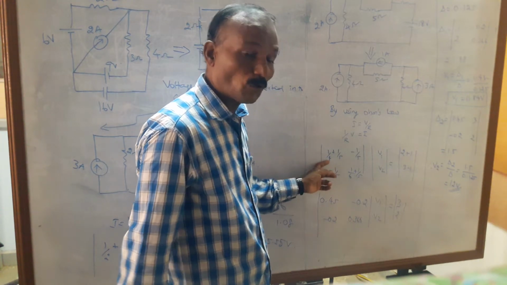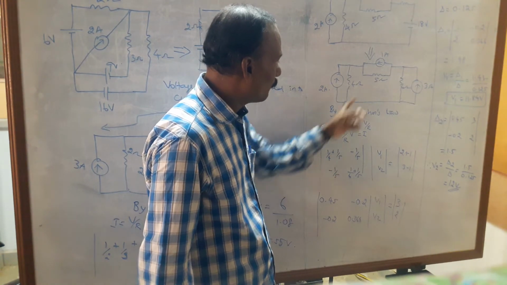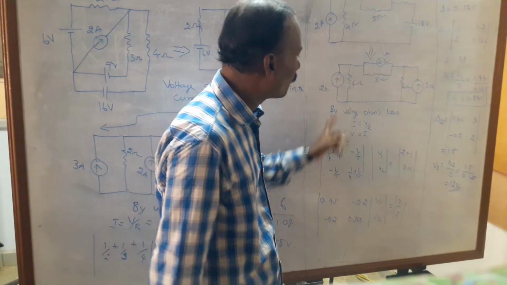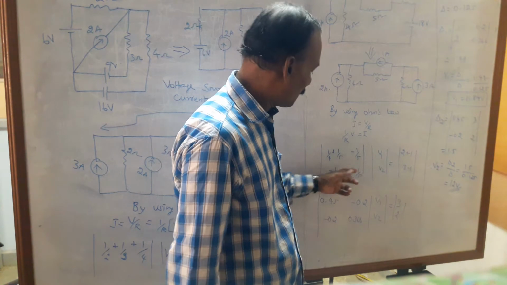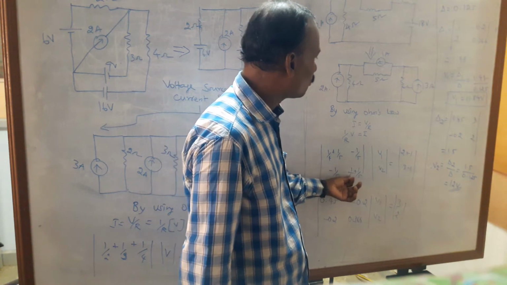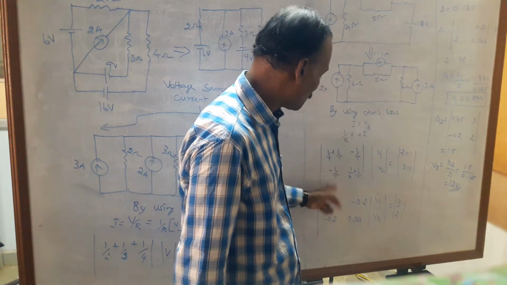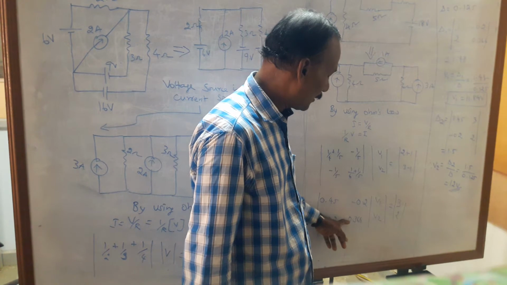So R11, the reciprocal towards node V1, is 1 by 4 plus 1 by 5. Similarly, the one in between 1 and 2 is 5, so minus 1 by 5. Likewise 2 1 is minus 1 by 5. For 2 2, the total resistance towards the node is 1 by 6 plus 1 by 5. So it is 0.45, minus 0.2, minus 0.2, 0.366.